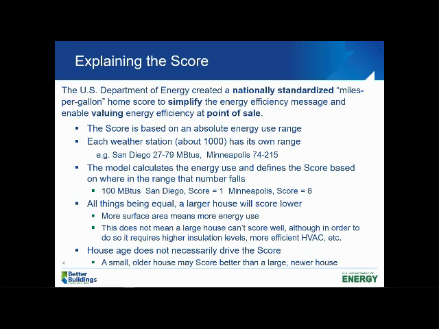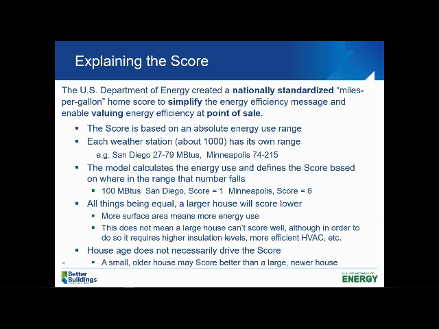Some of you may be aware of the HERS, the Home Energy Rating System. That's based on comparison to a code home. I'm not going to get into a lot of detail about the difference between the two. Home Energy Score is based on an absolute energy use range. We define an energy use range for each of the weather stations in the country. There are about 1,000. And then we divide that up for the 1 to 10 scale. In San Diego, that range from 1 to 10 runs from 27 to 79 million BTUs. In Minneapolis, where it's, of course, much colder, the range is much wider, and it runs from about 74 to about 215 million BTUs.